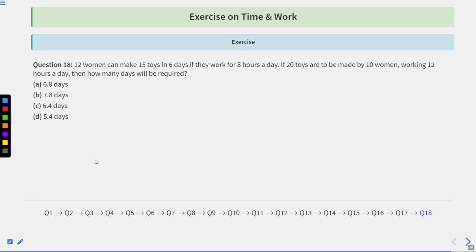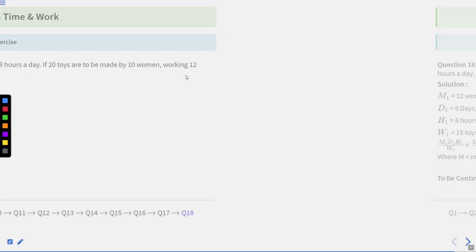Question number 18. 12 women can make 15 toys in 6 days if they work for 8 hours a day. If 20 toys are to be made by 10 women working 12 hours a day, then how many days will be required?